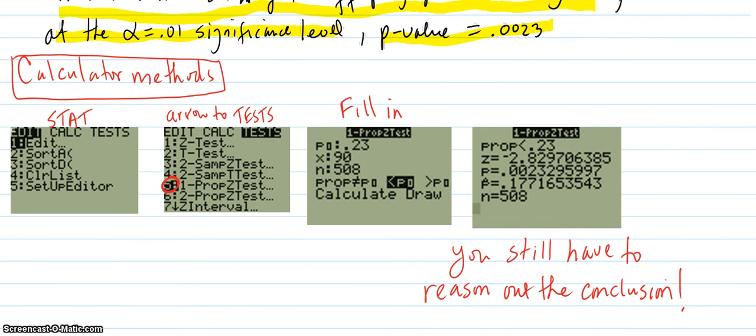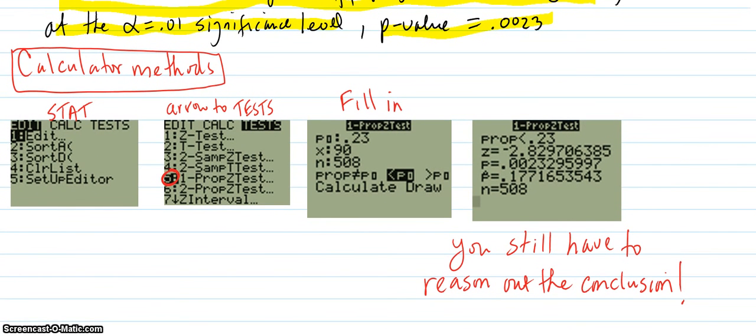Then I wanted to show you the calculator methods. You can do a hypothesis test on the calculator. You go to the stat menu, arrow over to tests, arrow down to one proportion z-test, because that's what we did there. And then you fill in your numbers. Your hypothesized proportion was 0.23. You have 90 yellow peas out of the 508 there.